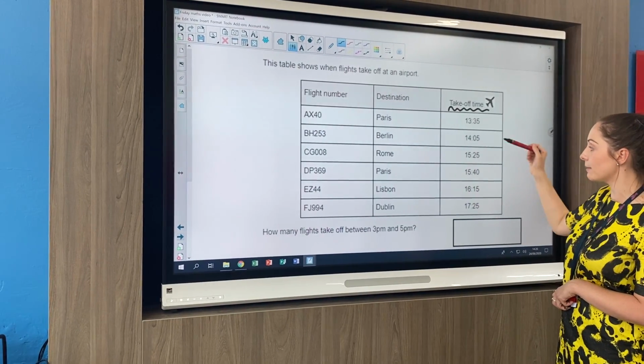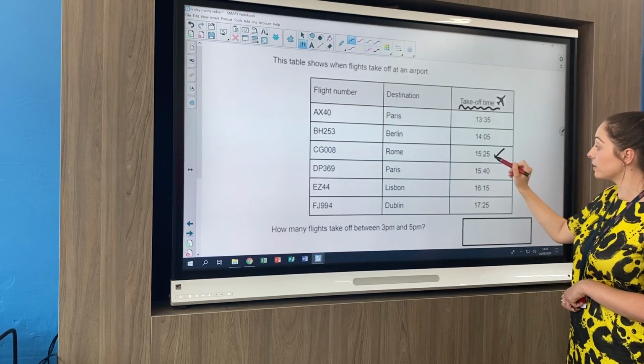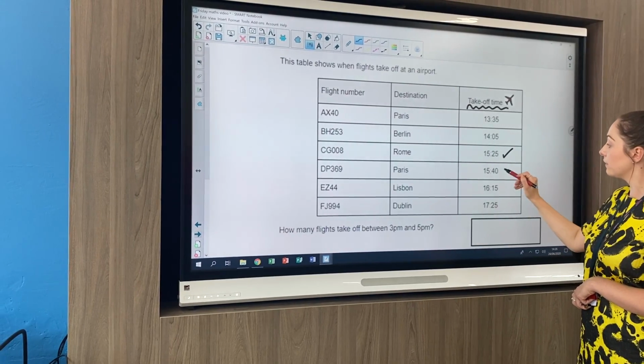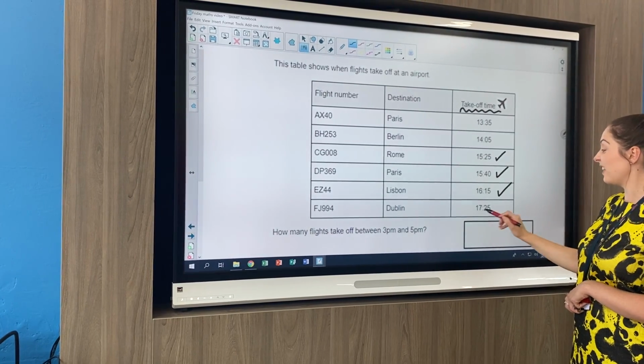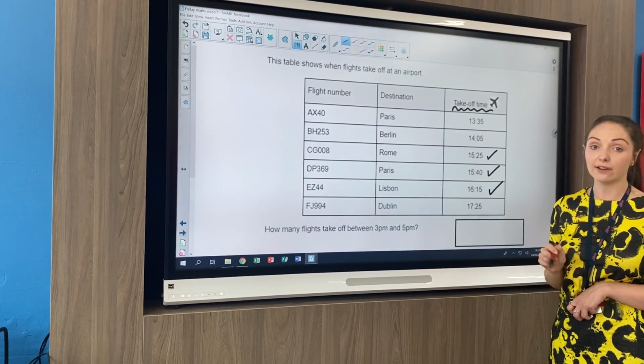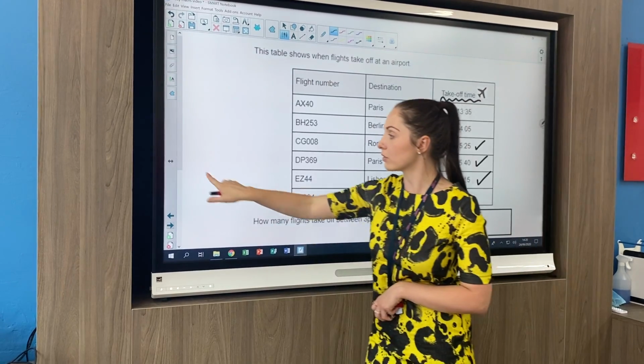So I know that 13 is 1, so that can't be between 3 and 5. 14 is 2, so it can't be that one. 15, so that one takes off between 3 and 5. 15 again, that's 3:40. 4:15, and then that one is 5:25, so that's a bit too late. So it'd be those 3.